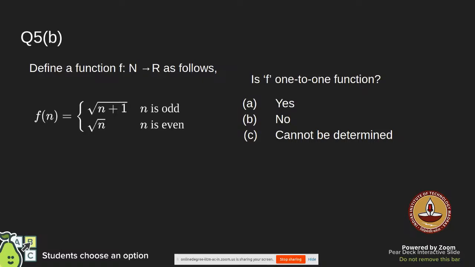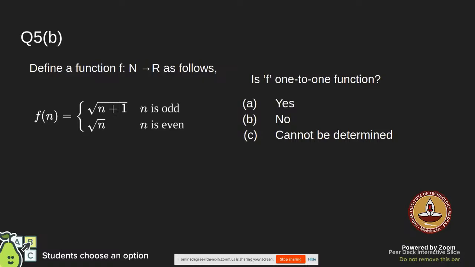Sir, I didn't understand. How is it not 1-to-1? Have you heard what I have told for the last 2 minutes? What is f of 1? Root of 1 plus 1, which would equal root of 2. And f of 2, sir, would again be root of 2. And root of 2 is equal to root of 2. So how can it not be 1-to-1? That is the definition of not being 1-to-1.